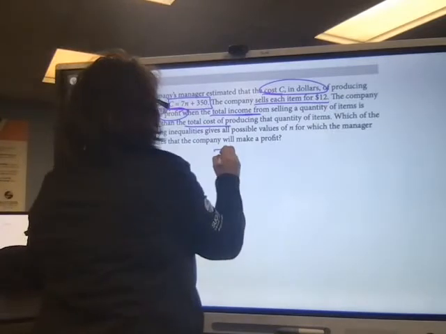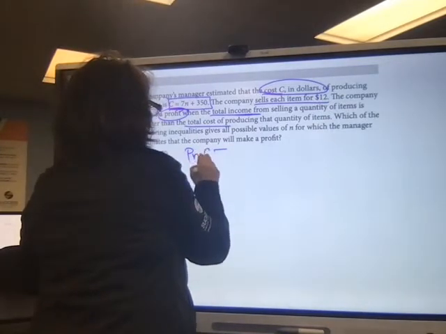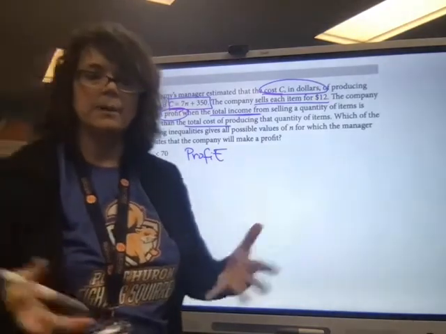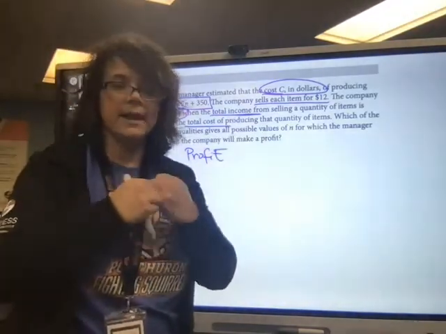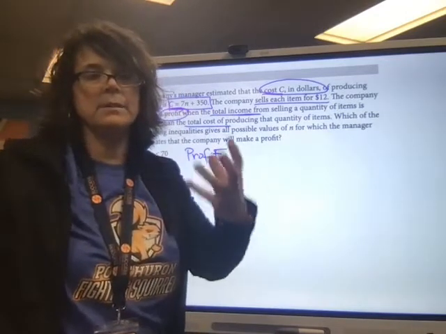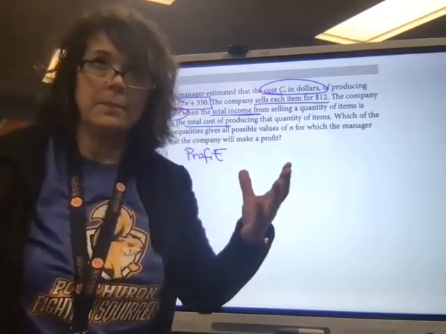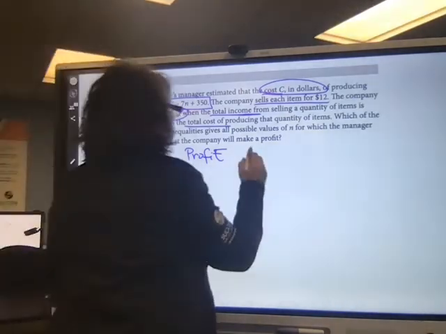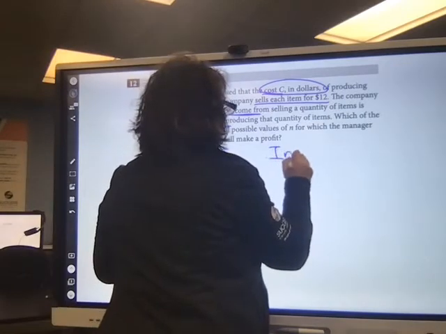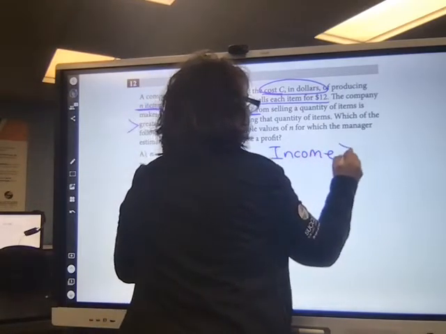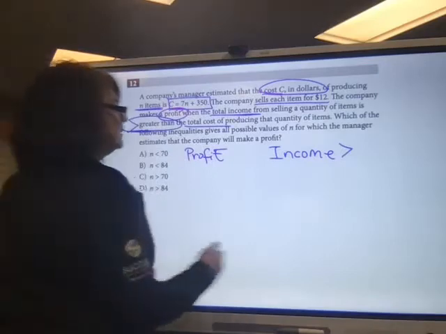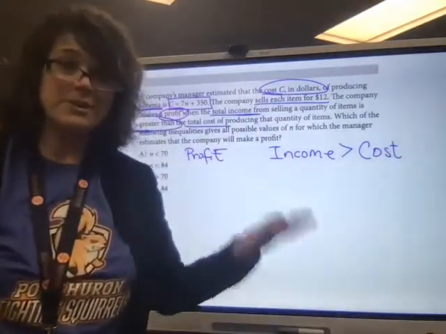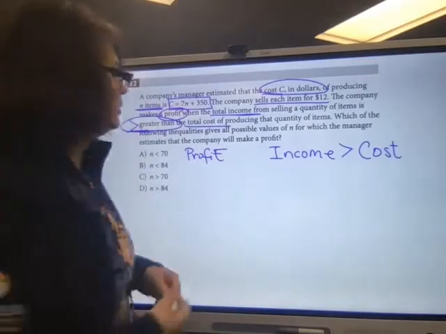So it's important to know that the way to get profit is we take the income, the amount of money that we're bringing in from selling items, and it's got to be greater than the cost it costs us to make the items. So that way we can make a profit. So for a profit, the income has to be larger than the cost to make each item. Once we have that, we start making a profit and we start becoming profitable in our business.